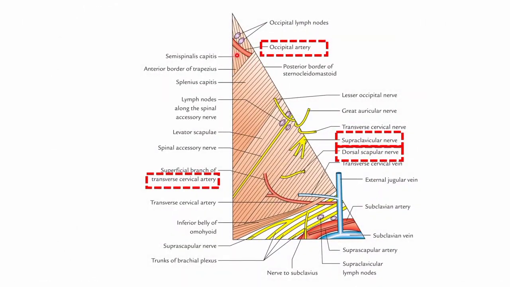Here you can see this occipital triangle. The contents are the occipital artery. Then you can identify the transverse cervical artery over here. Then the dorsal scapular nerve. Then the supraclavicular nerves, C3 and C4 branches, which pierce and come outside and supply the skin. This is the spinal accessory, which is present exactly under the surface of the sternocleidomastoid muscle.